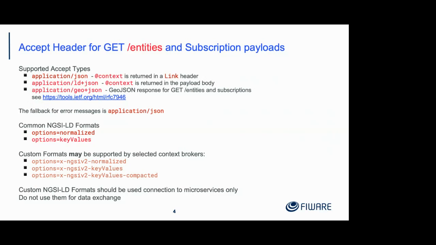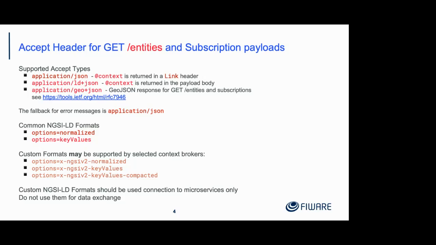The opposite of the content type, in other words, the body going in, is the accept header, which is the body coming out. Now, you will need to potentially support multiple types here. There are three ways of doing this at the moment. You can say, I want to get back JSON in my payload, in which case, obviously, the @context is returned as a link header, which makes sense. Or I want to get back LD plus JSON as a payload.